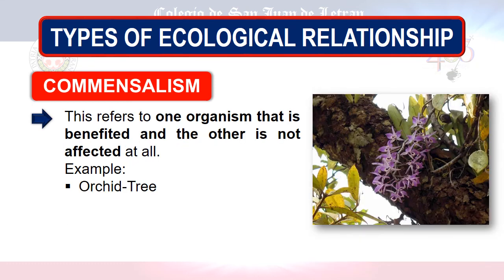Next, commensalism. An interaction where one species benefits and the other remains unaffected is known as commensalism. Example, orchid and tree. The orchid is benefited because it is able to grow in a suitable location, while the tree is not affected.